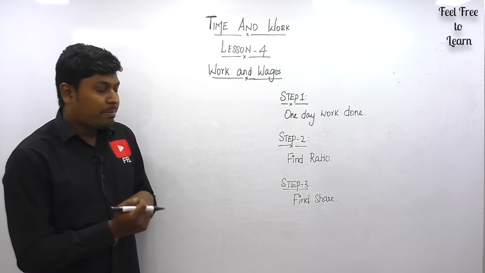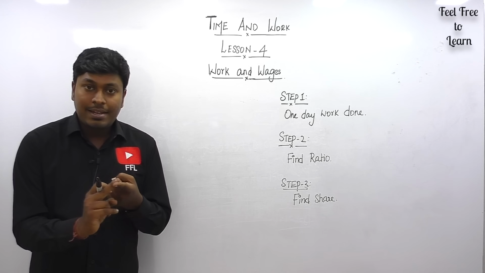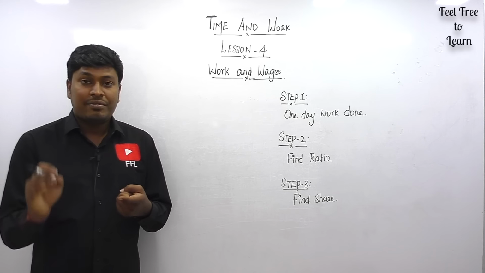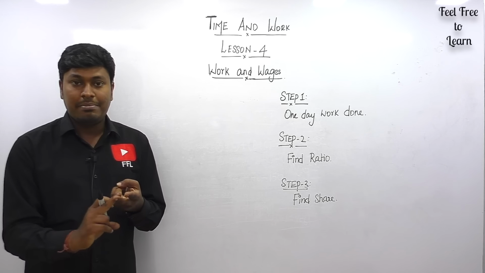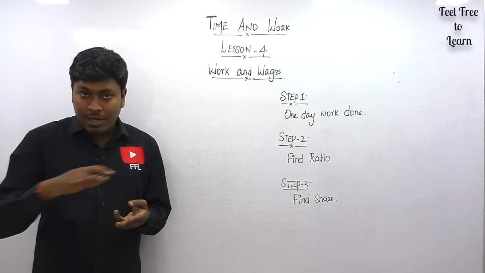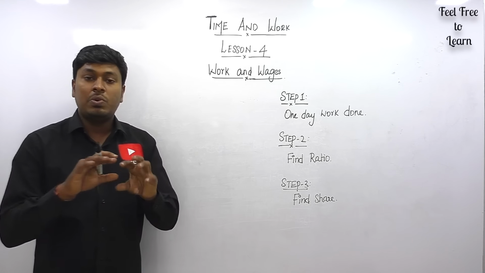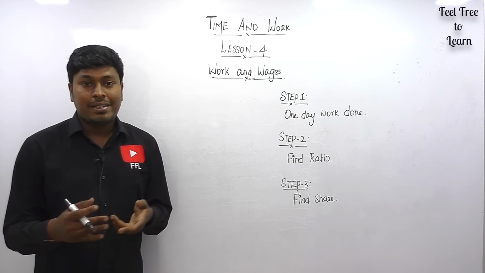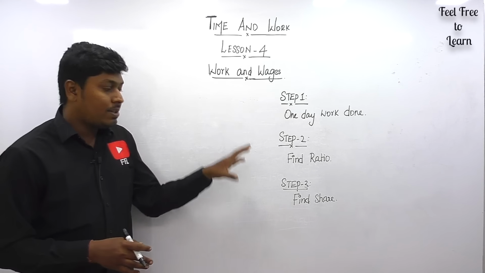Friends, step number 1, after reading a question, is to find the 1 day work done by each person. If there are 3 persons in a question, find the 1 day work done by the first person, by the second person, and by the third person. If there are 4 persons, then find all the 4 persons' 1 day work. Step number 2, by using that 1 day work, try to find the ratio. Step number 3, to find the share. Once you find the ratio, then the share will be so simple. So follow all the 3 steps, right?